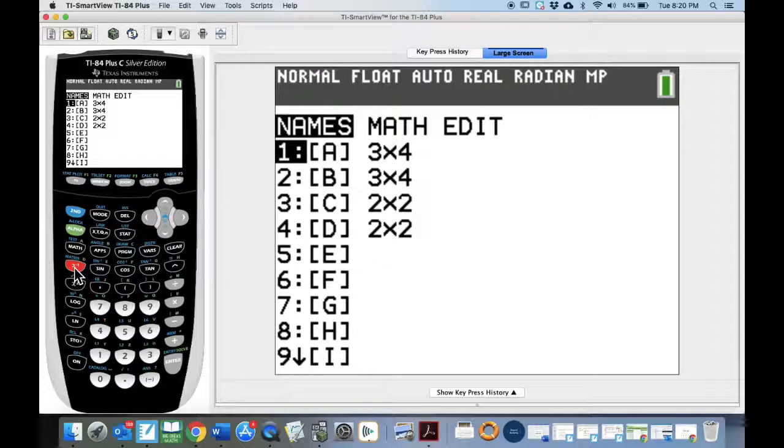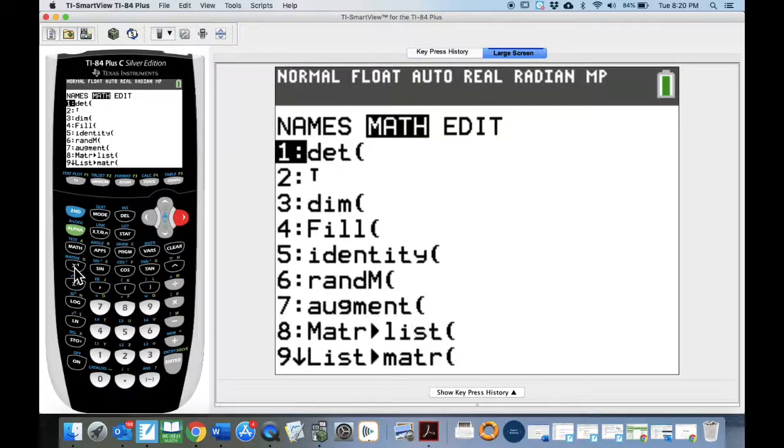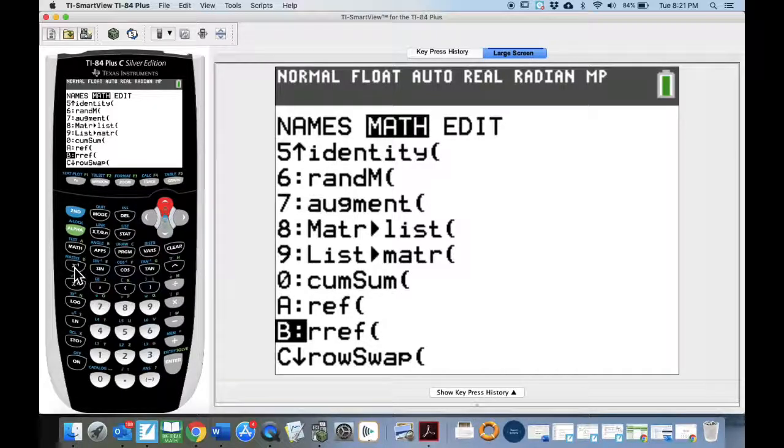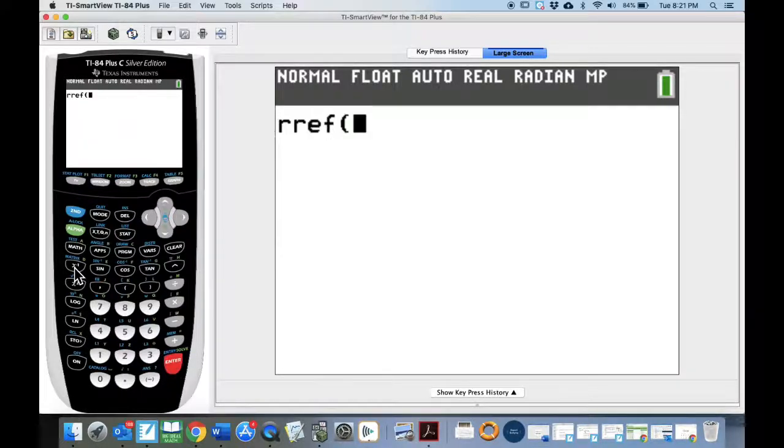Okay, so when you do that, you get this menu. We're going to use this math command that we haven't used yet. So we go to the math command, we get this menu, it's got a bunch of things on it, and we have to scroll all the way down. So scroll down past the 9. And we go past the 9 down to the B, and it says RREF. That's what we want to choose. We want to choose RREF.